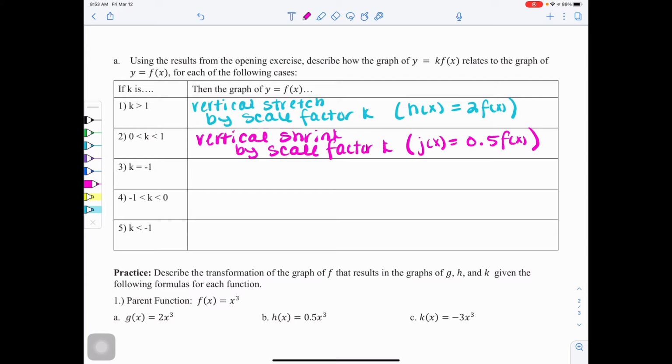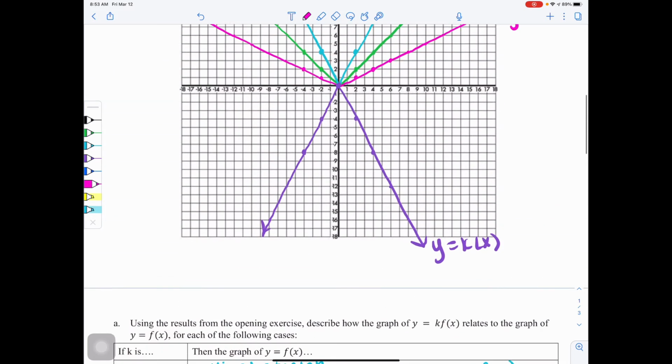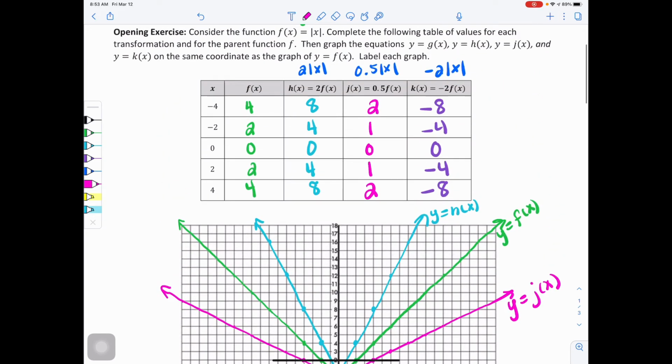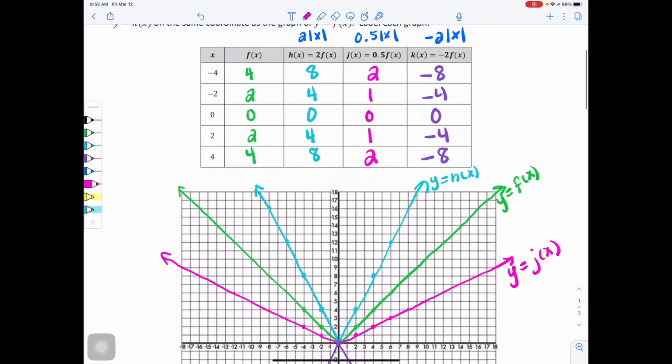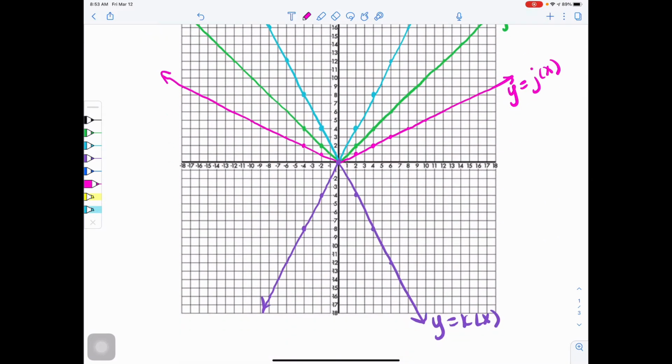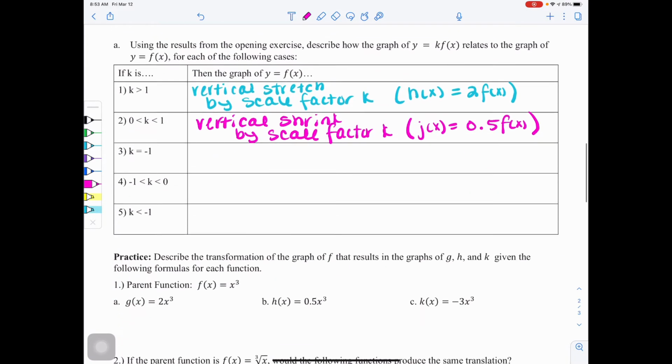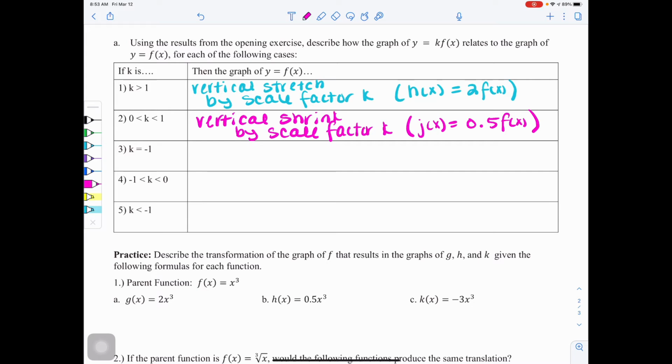Now we have k equals -1. So we don't have one specifically that was multiplied just by a -1. But if we do look at k of x, it was multiplied by a negative, and you can see that it was flipped over the x-axis. So that would be a reflection over the x-axis.